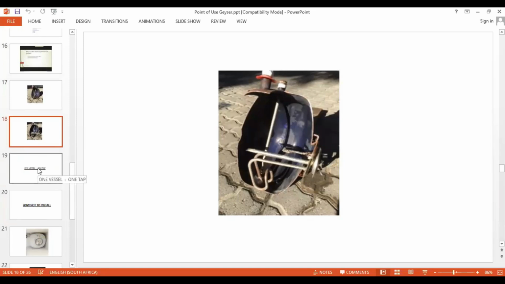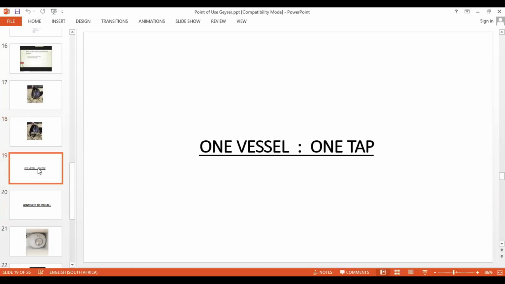Gentlemen and ladies, the most important aspect of this whole installation is this here. One vessel, one tap. You cannot have a push-through geyser supplying two taps, three taps, four taps. It's one vessel, one tap. That's it. No other tap or any other hot water connection to that. It's one. That's it.